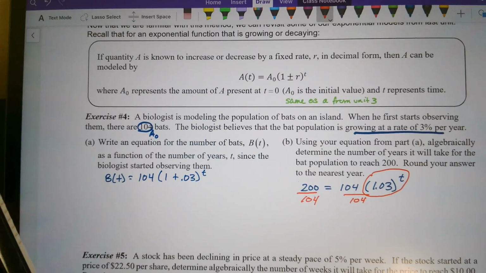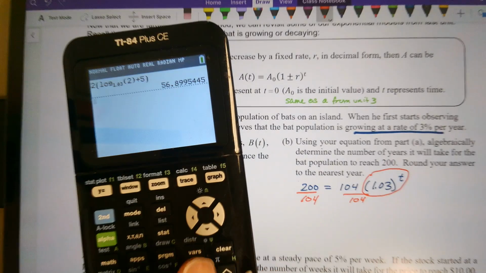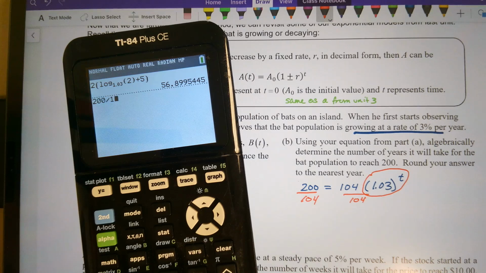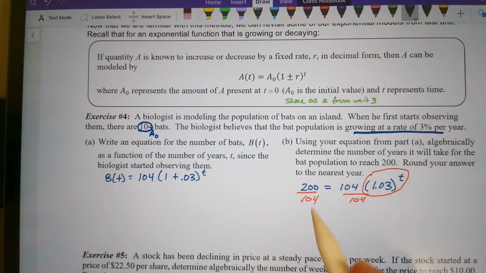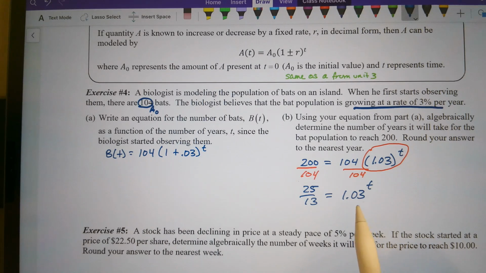If this is not a nice decimal, then I might just leave it as a fraction. 200 divided by 104. Math frac that. 25/13. So we have 25/13 is equal to 1.03 to the t. This is our exponential form. Switching to log form, our base is 1.03, so log base 1.03 of 25/13 is equal to our exponent t.